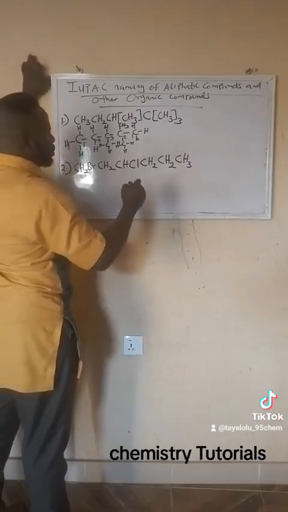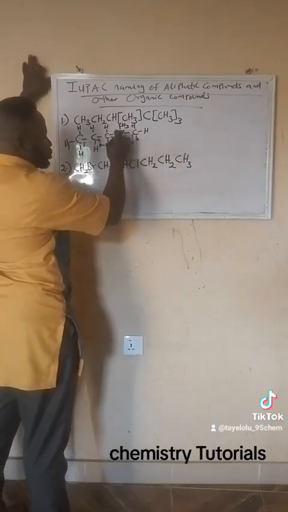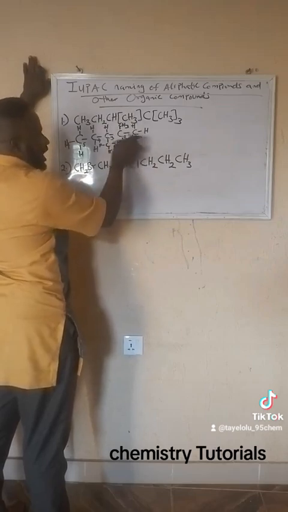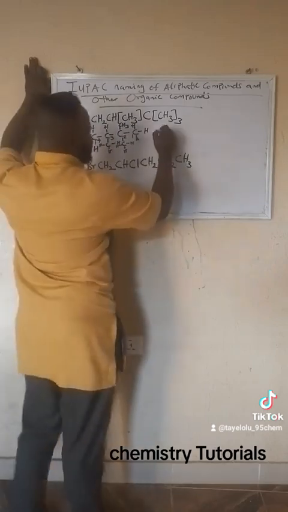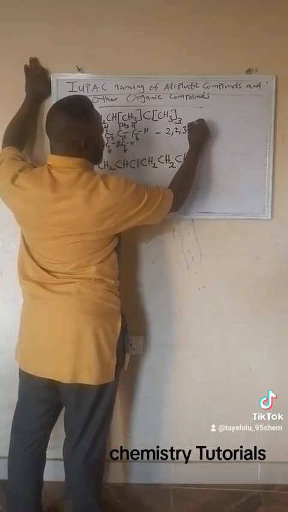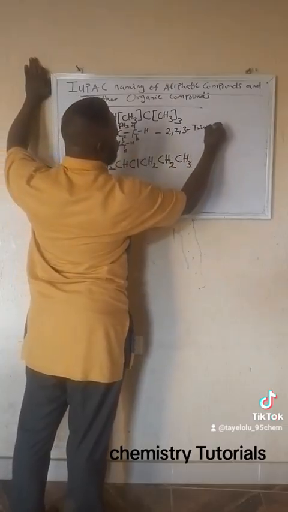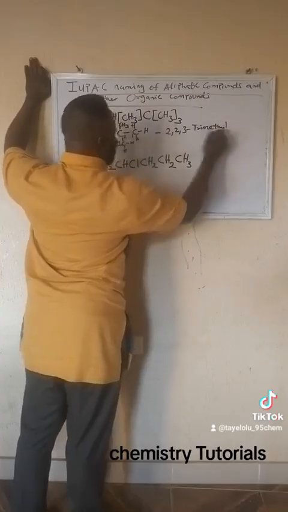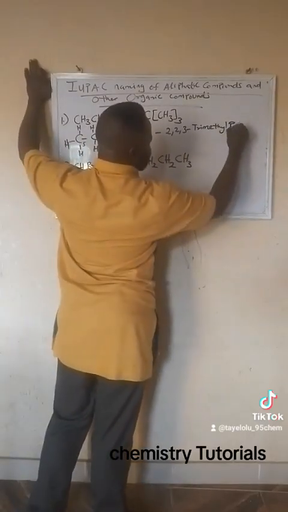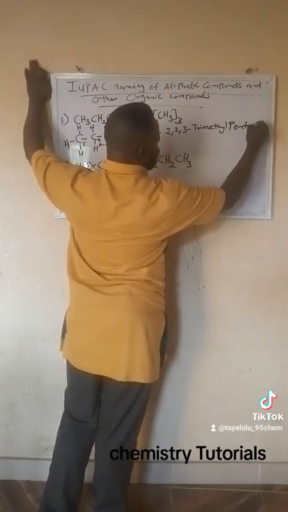Okay? So on carbon 2, I have substituents which are the same thing as well as the one on carbon 3. So the name of this one will now be 2,2,3-trimethyl. And the longest continuous carbon chain is 5. They are all single bond throughout. So that is pentane.